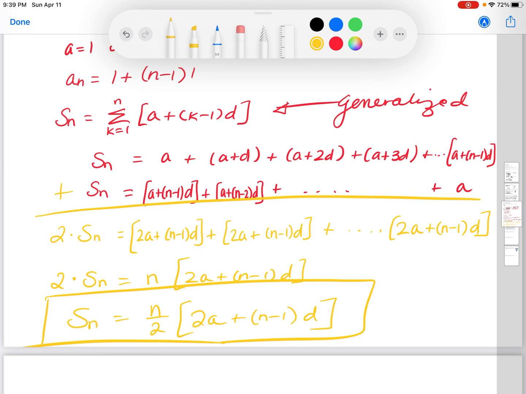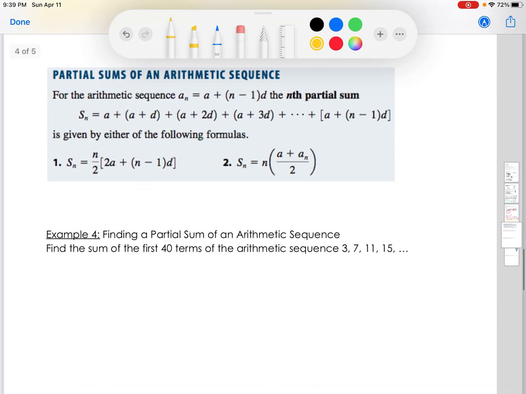them all out and then add them together. Okay, so here we see that formula. You'll see it a few ways. Usually you're going to see it this way. Nothing wrong with this. It's just worked out.